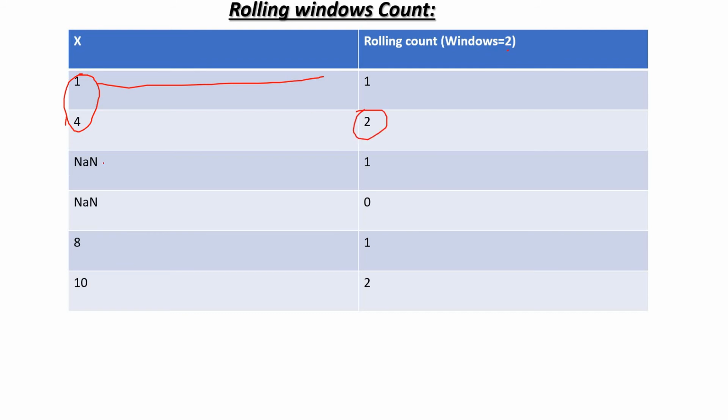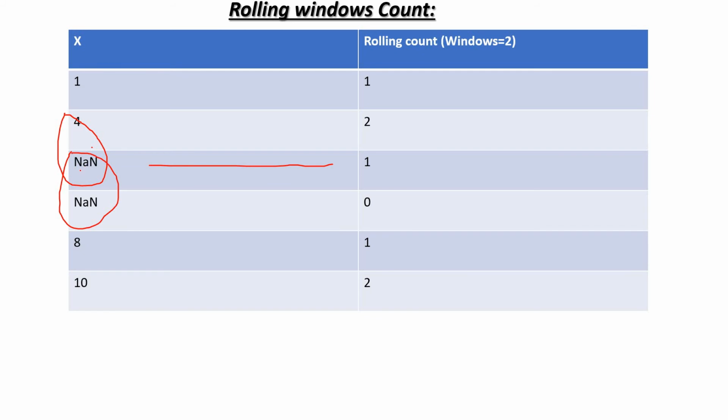But in this window only one element we have, and one is NaN, so NaN will not count. Only one element we have, right? So we'll put 1 over here. Sorry guys, only in this place only one is there, because NaN will not count. Now the second window, we don't have any element because NaN will not count, right? So what is the count?